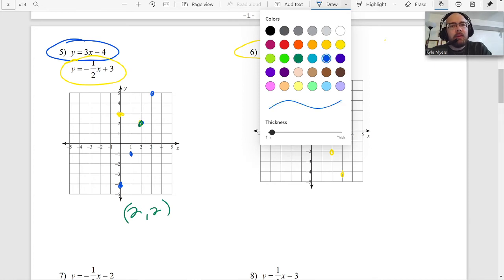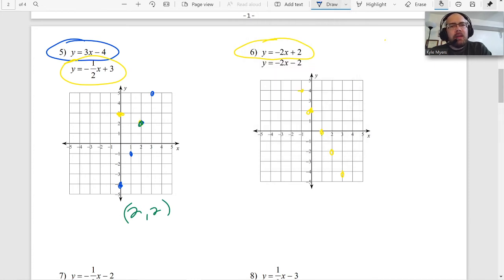Oh, we want to do blue next. All right, and then this one. So -2. Okay, but then we're going to go down 2, right 1, up to left 1, up to left 1, up to left 1. Huh, look at that. None of those points are at the same place.